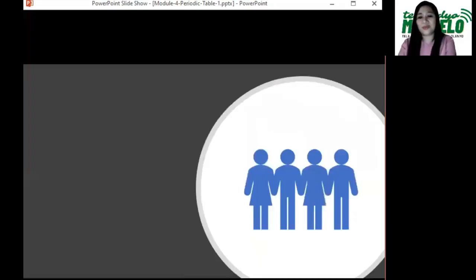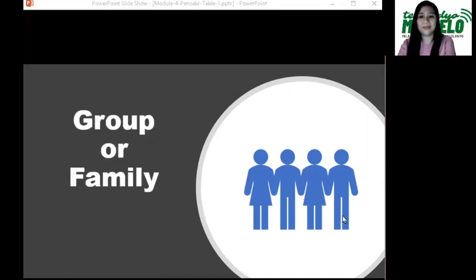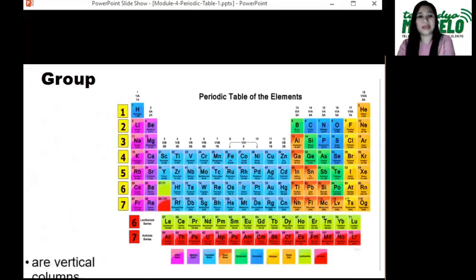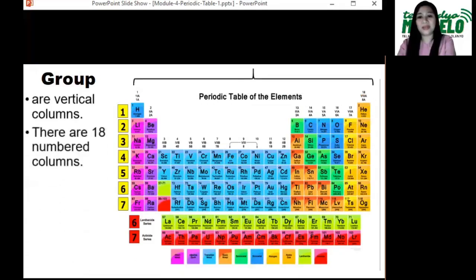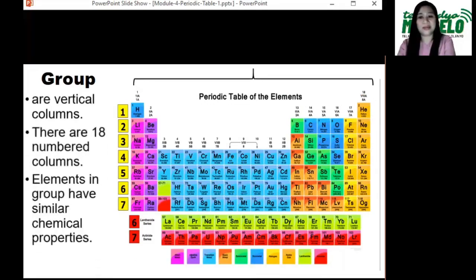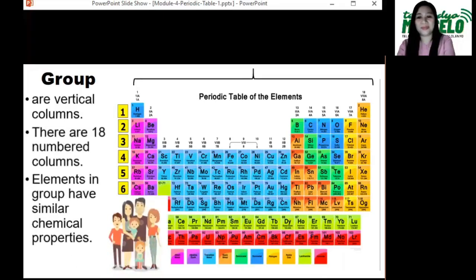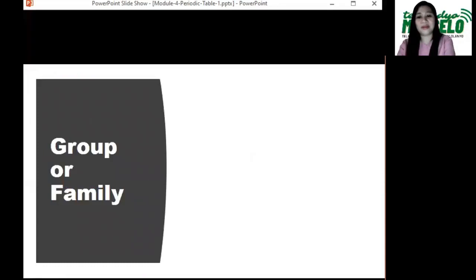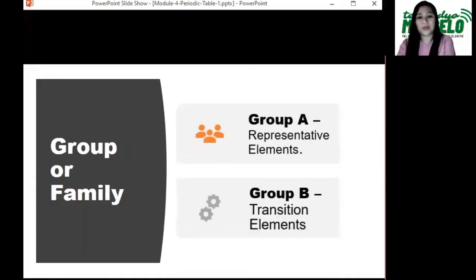Now, let us move to the second feature of the periodic table, the group or family. Groups or families are vertical columns found in the periodic table. There are 18 numbered columns. Elements in a group have similar chemical properties, just like a real family. How do we determine the group of elements on the periodic table? Groups or families are classified into two. Group A are the representative elements, Group B the transition elements.